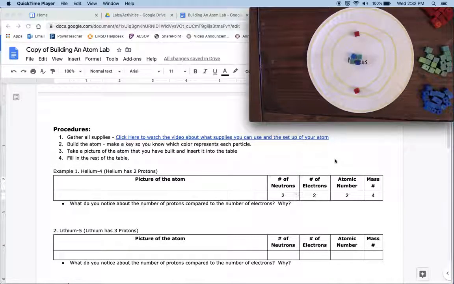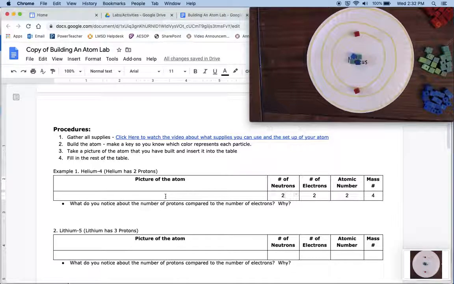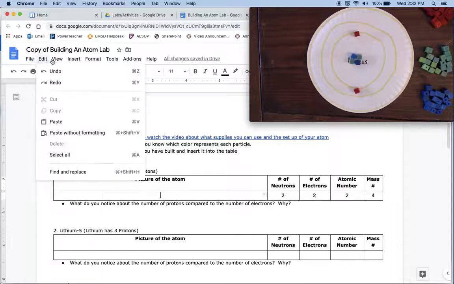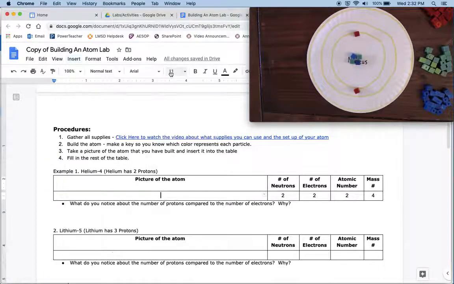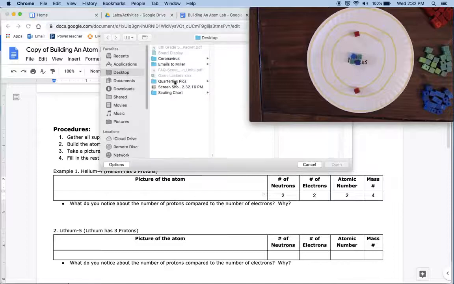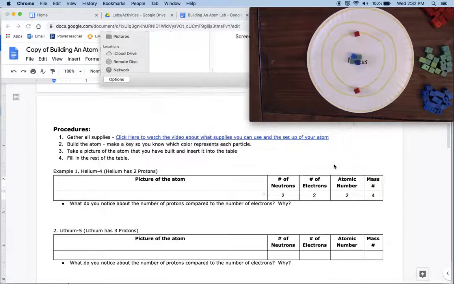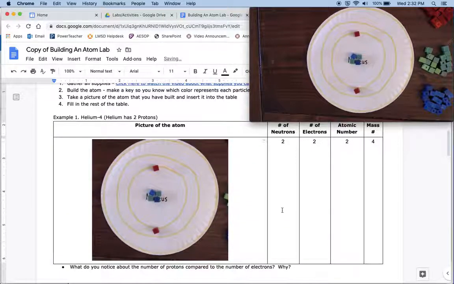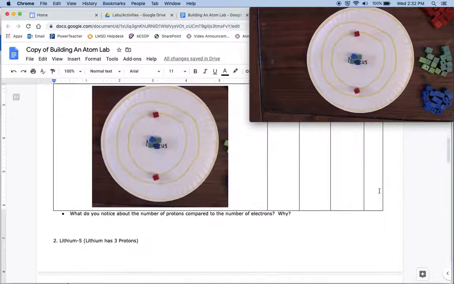All right, so from here, I'm just going to take a picture of my atom, and then I'm going to post it right here. That's where the picture goes. So I'm going to go File, Insert image, upload from my computer. It should be on my desktop, right here. Open that up, and boom, there you go. Okay, so now I have my picture in there. So now this one's done, and now I can move on to the next one.